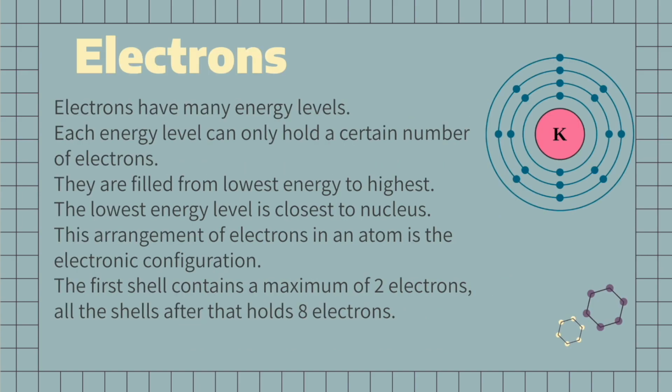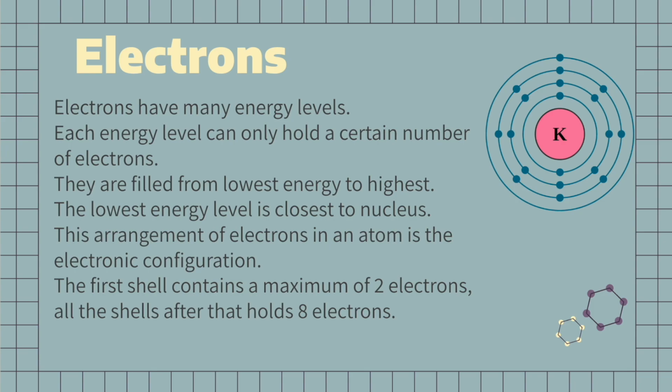Now we're going to be talking about electrons. Electrons have many energy levels, also known as shells. Each energy level can only hold a certain number of electrons, and they're filled from lowest energy to highest energy. The lowest energy level is always closest to the nucleus. This arrangement of electrons in an atom is known as their electronic configuration. The first shell contains a maximum of 2 electrons, and all the shells after that will hold 8 electrons.